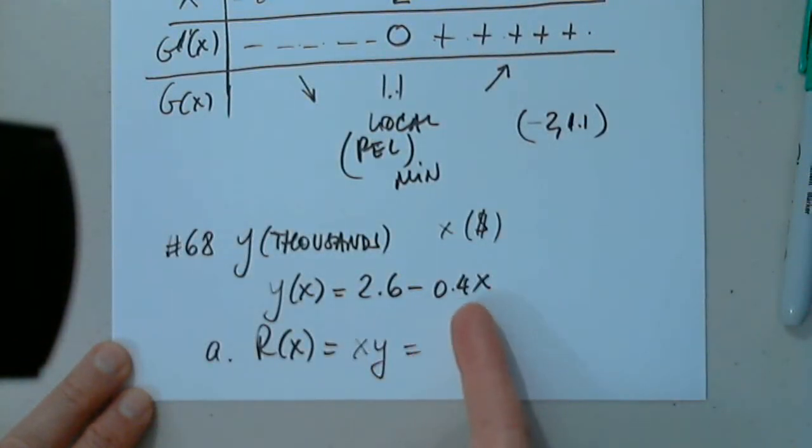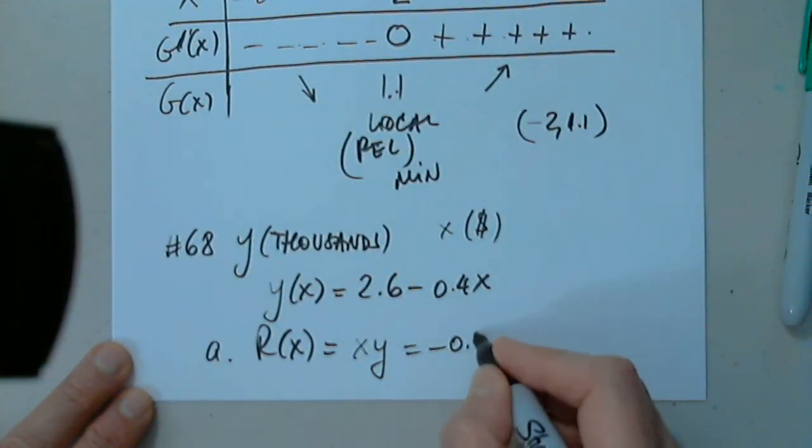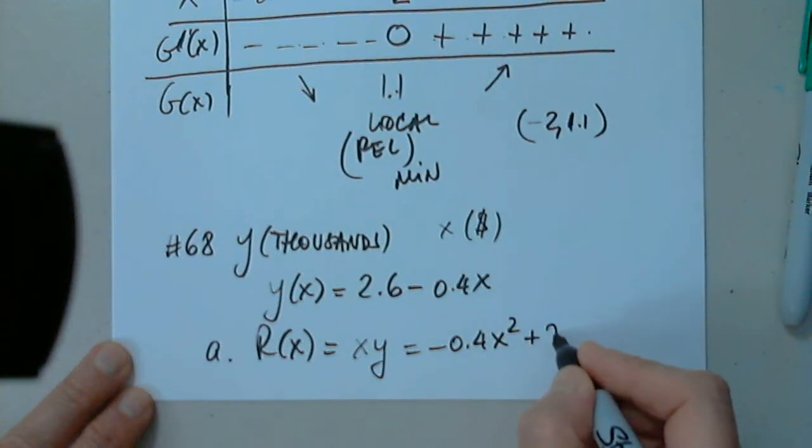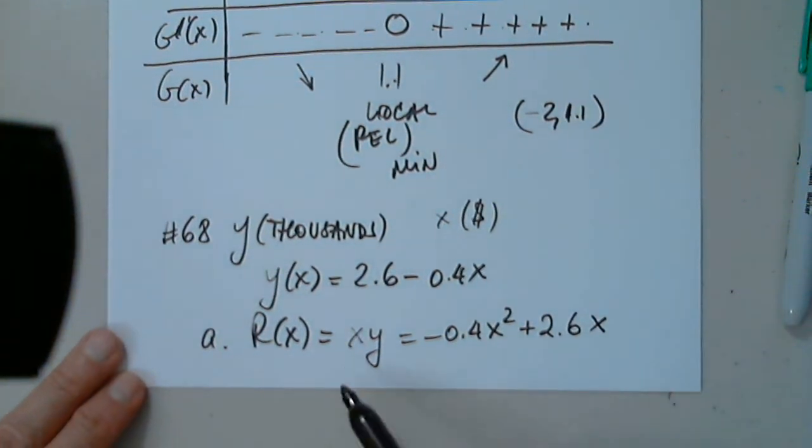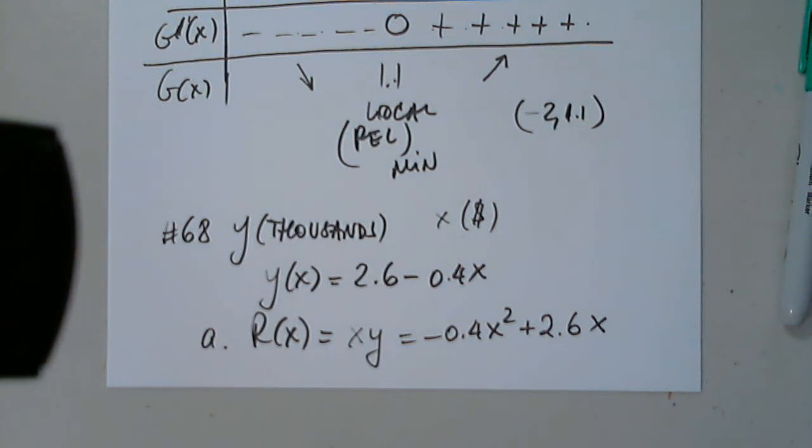So when I distribute here in the correct order, -0.4x squared plus 2.6x. X times -0.4x is this. X times 2.6 is this. So we determine the revenue: number of units times the price per unit. Part B: find the relative max, min, or relative extremum of R and interpret this result.